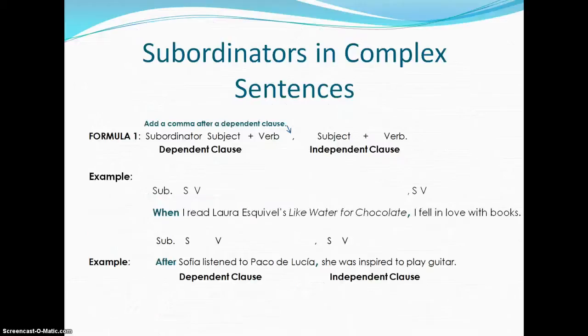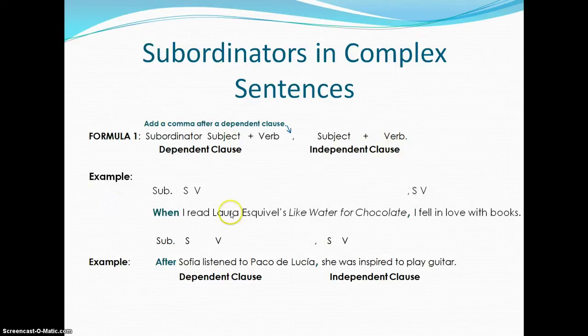So I'm going to go ahead and show you the first formula, a couple examples of that. Here we have again the subordinator plus the subject plus a verb, a comma, a subject plus a verb, and we see that pattern. It's the dependent clause and the independent clause. I like to think of this as a mixed fraction. This is a fraction and this is a whole number. And here we go.